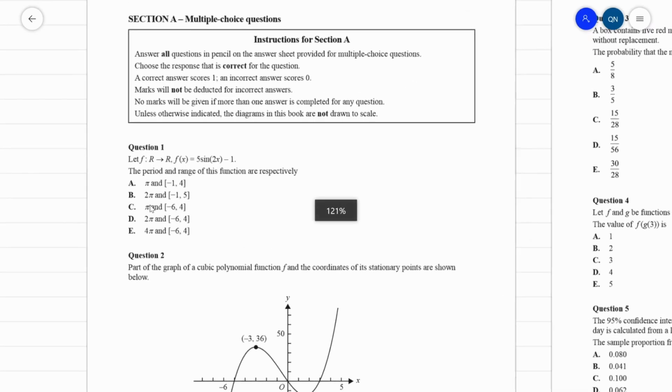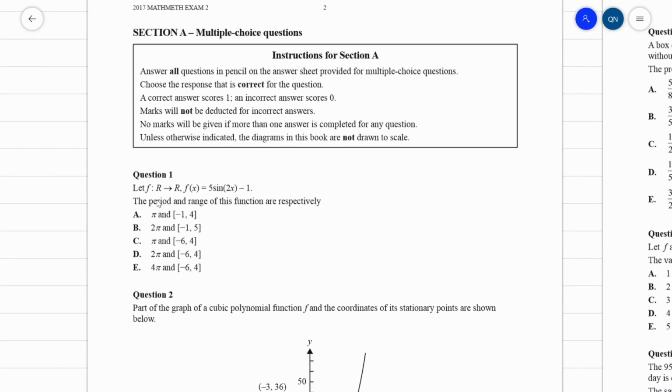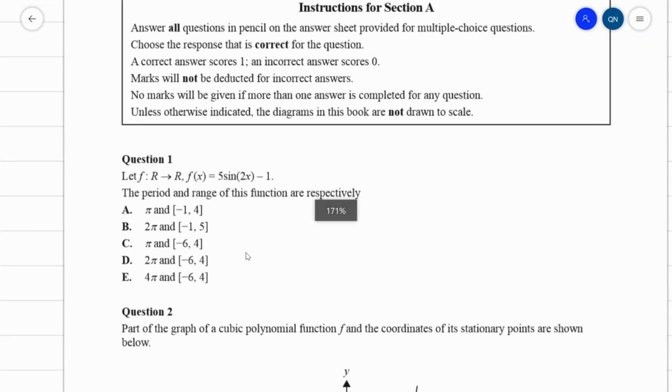Question 1, I feel like we always get these questions as the first one where we have a trig function and find the period and range or something like that. Anyways, how do you find the period? You just take 2 pi and you divide it by 2, so that gives you pi. How do you find the range? Take the mean position, which is -1, add or subtract the amplitude, which is 5, and that gives you -1 minus 5 is -6, -1 plus 5 is 4, so that's going to give you option C.